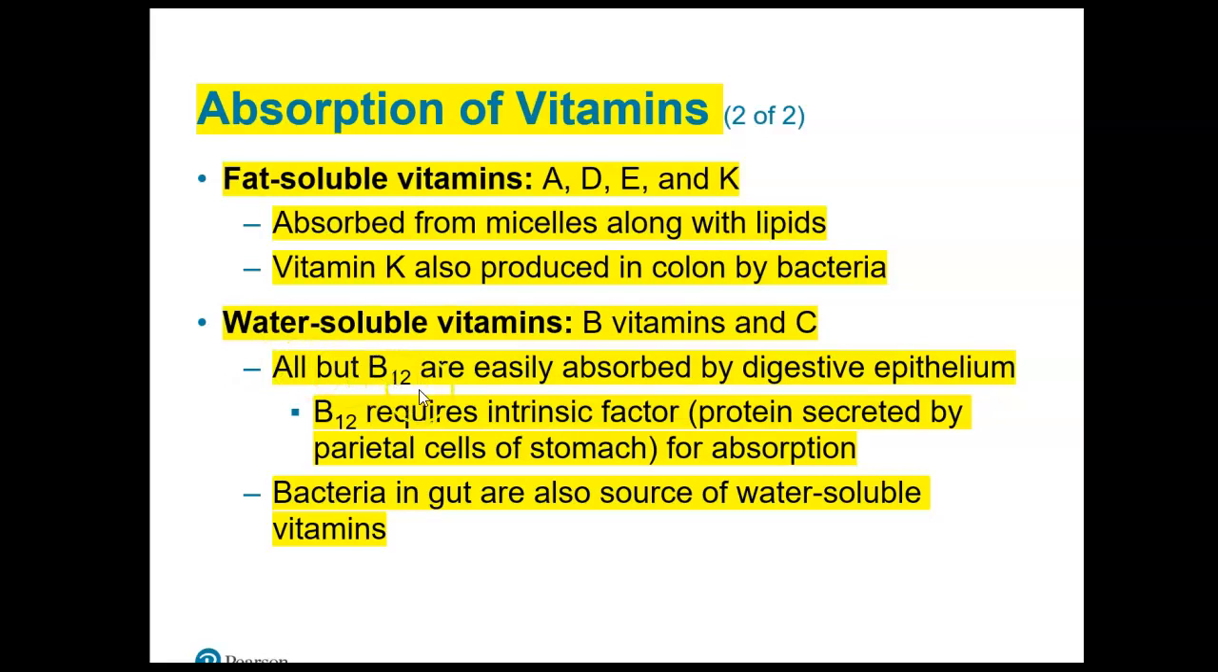All of these B and C vitamins are easily absorbed, except for B12, which, remember, requires intrinsic factor to be absorbed. And there are some gut bacteria that produce water-soluble vitamins as well. Remember, we said biotin or vitamin B7, and then also vitamin B5.